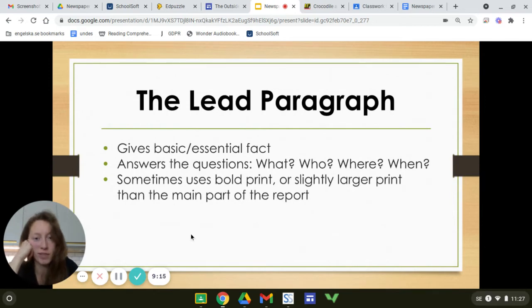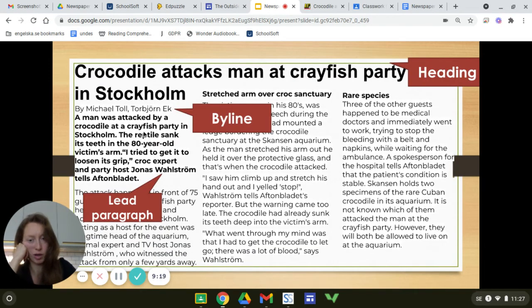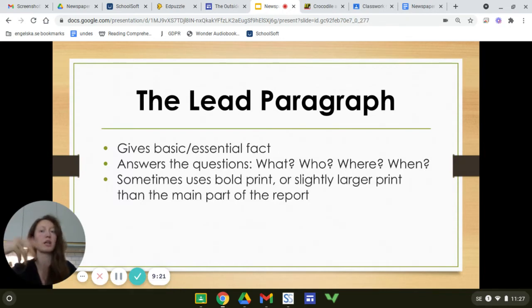And it's usually bold or big, slightly bigger text than the rest of the article. Oh, I just told you this stuff. The lead paragraph, the bold part, gives basic or essential facts. Sorry, there should be an S there. Answers the questions who, what, when, where, also known as the five W's. Sometimes uses bold print. I already told you this.